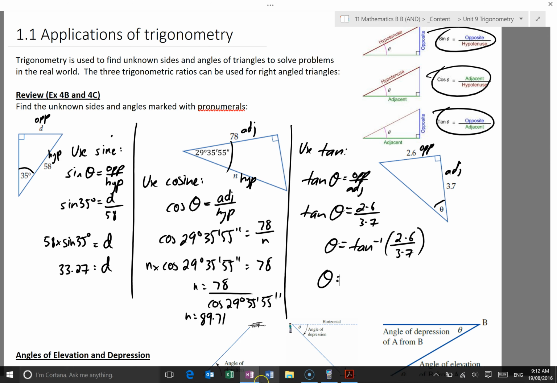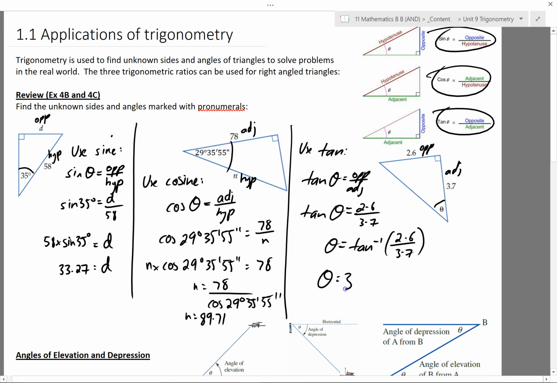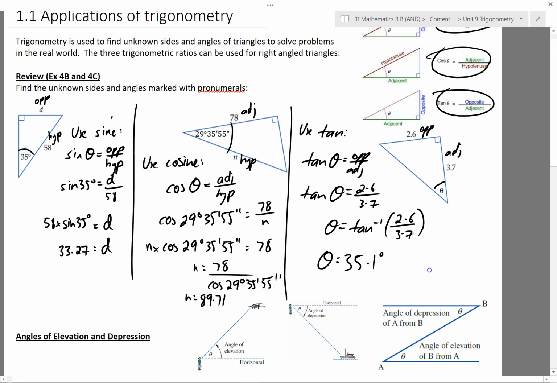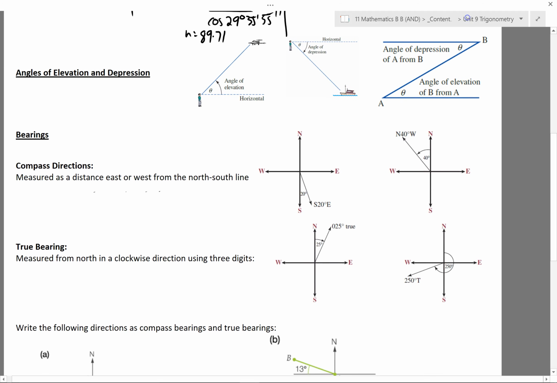Calculate time. Get an angle of 35.1 degrees. Always just go to 2 decimal places for all of these with your rounding. So that's a review of how to use right angle trig. Also just quickly review some of these ideas that you'll find in a lot of the problems.